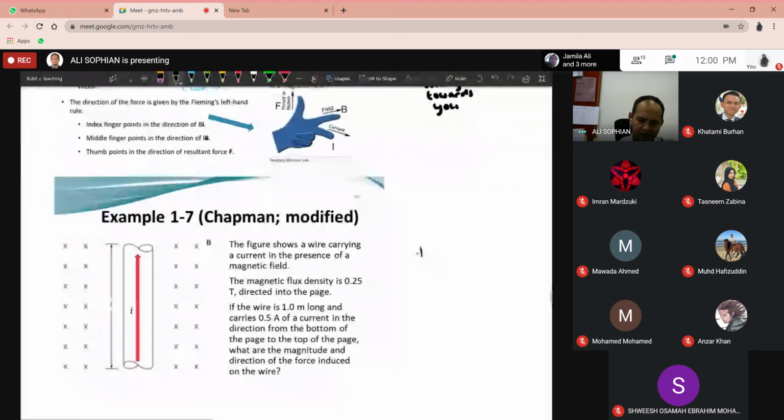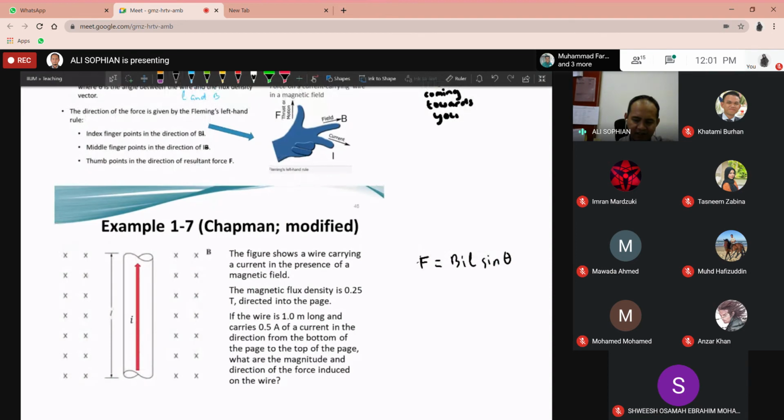Okay, F equals B I L sine theta. But theta is 90 degrees here. Theta is the angle between L and B. L is this direction, vertical, and B is into the plate. So the angle between these two is 90 degrees.